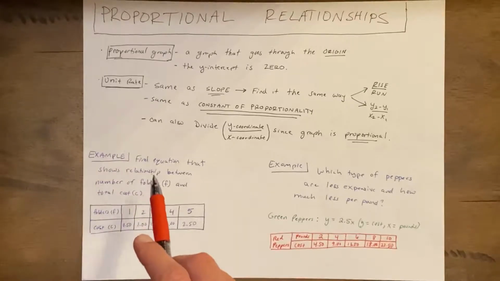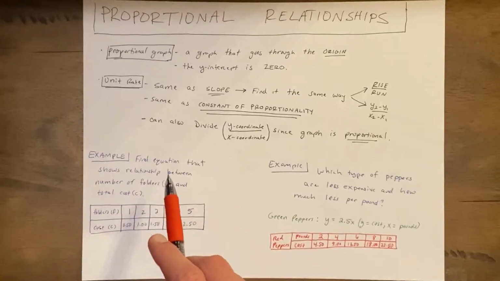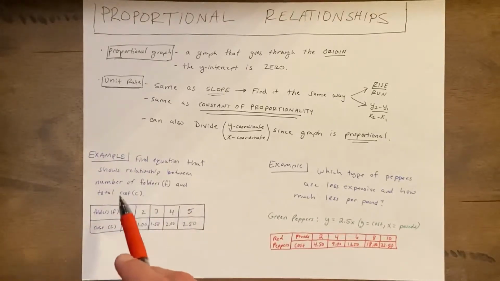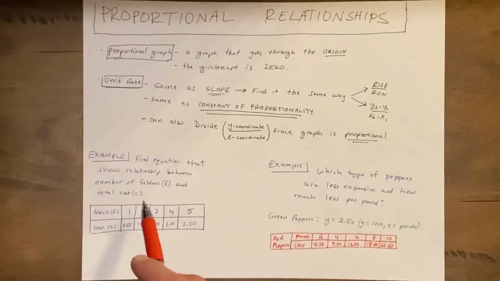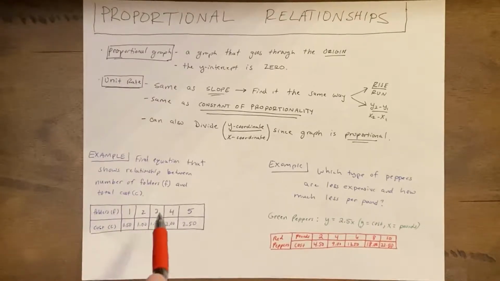First one down here says, find the equation, remember that's y equals mx plus b, that shows the relationship between the number of folders, F, and the total cost, which is C. So if we look here, we have folders 1, 2, 3, 4, 5. So that means if I want to buy one folder, it's this, 2, it's this, 3, it's this, and so forth. So the cost is down here.